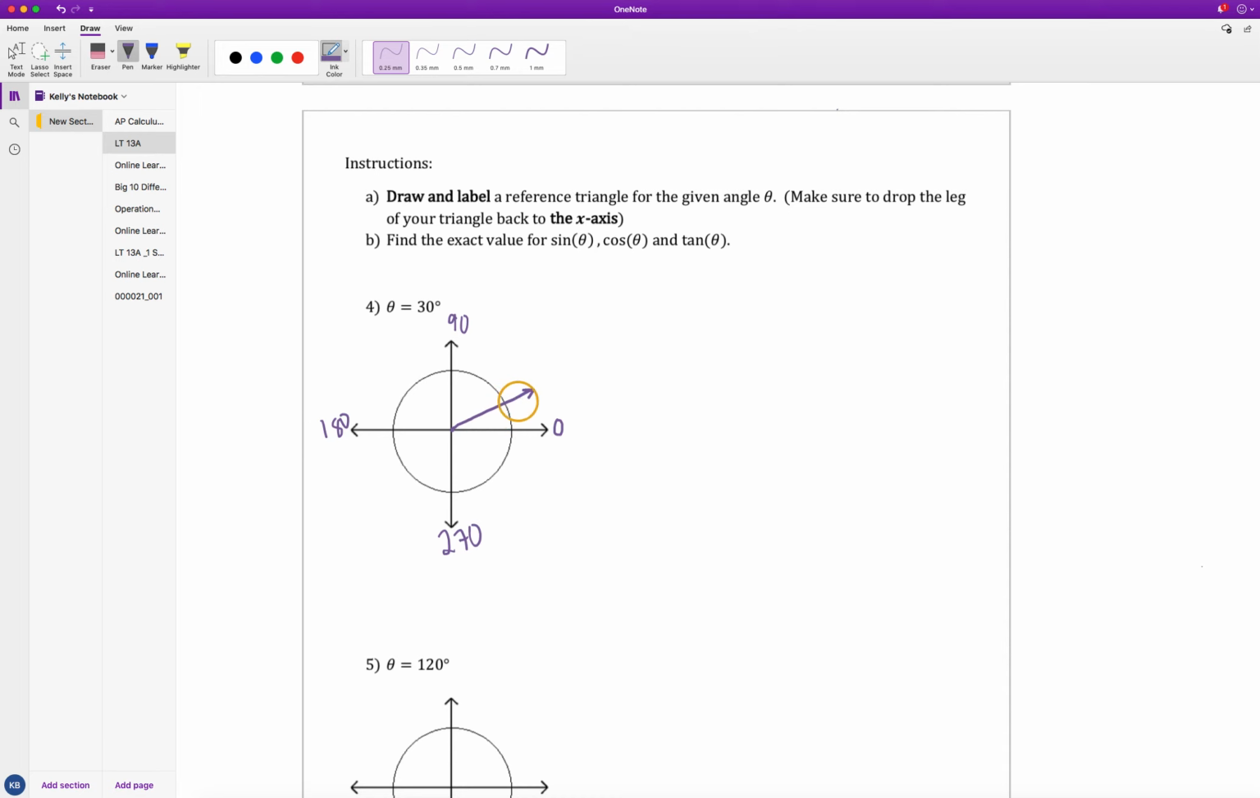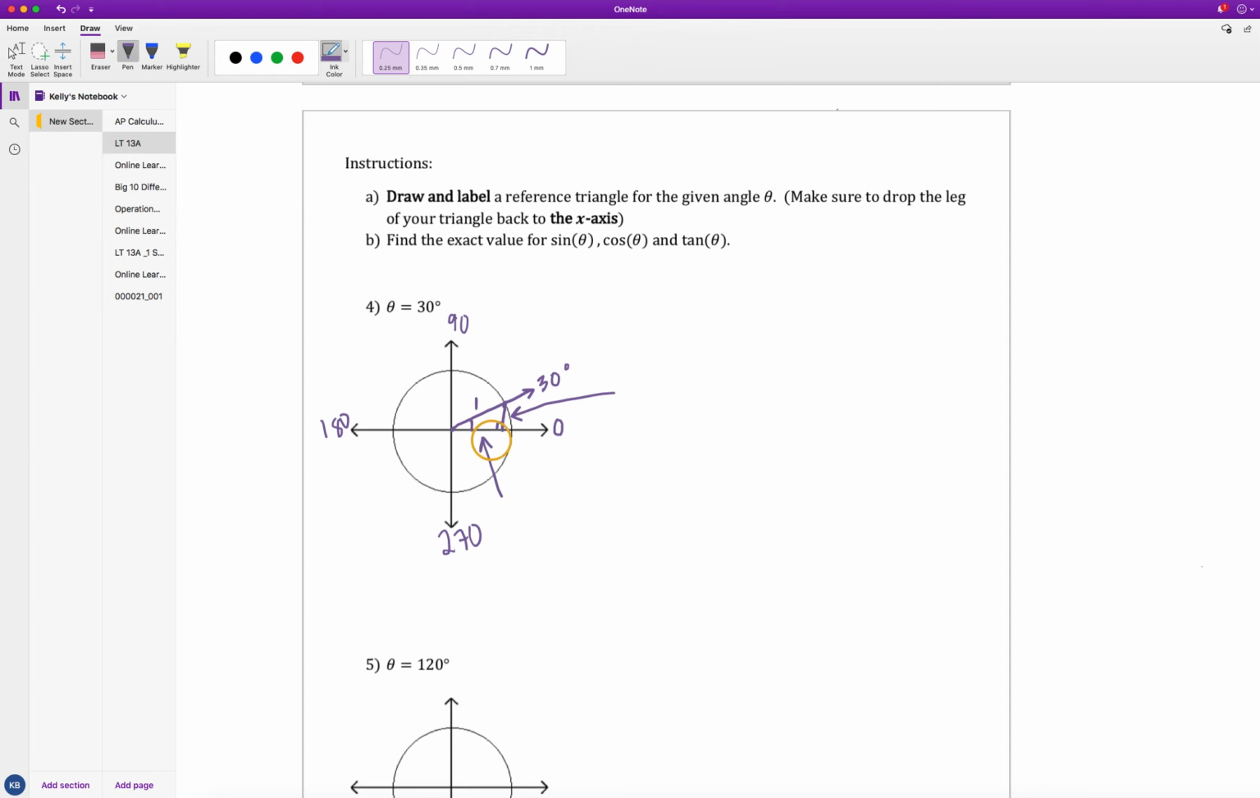Now, I need to get my reference triangle on here. So I've drawn 30 degrees, and 30 degrees is this acute angle that is inside my triangle, but I don't quite have a triangle yet right now. I just have a sector. So to get my triangle, I go to where it intersects my unit circle, and I drop down, and I get that perpendicular line right there. I already know that the hypotenuse is 1 since I'm on the unit circle. The last thing I need to figure out is what this side of the triangle and that side of the triangle are going to be.